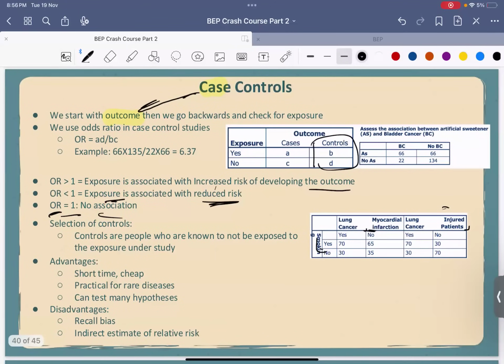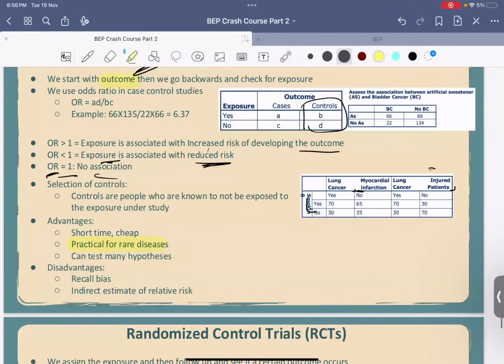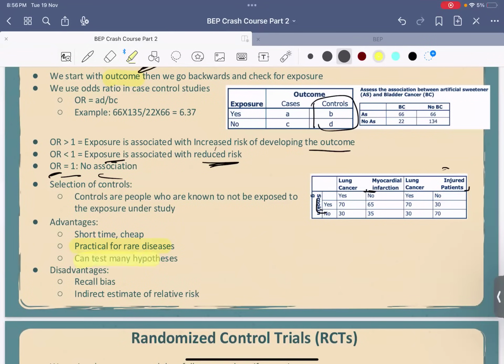Case controls are practical for rare diseases. This is exactly the same concept I was explaining, but this time it's the opposite. It's practical for rare outcomes. I can hand pick the outcomes, but obviously it's not suitable for rare exposure, because if we get 100 people with the outcome and none of them have the exposure, that doesn't mean the exposure doesn't lead to the outcome. It just means this exposure is rare. So it's not good for rare exposures. Another advantage is that it can test for many hypotheses. After we establish an association, we can then do multiple tests, and multiple hypotheses can be made.